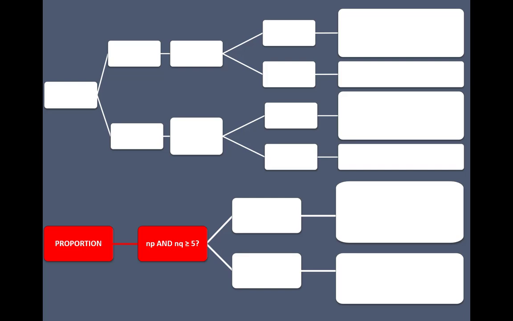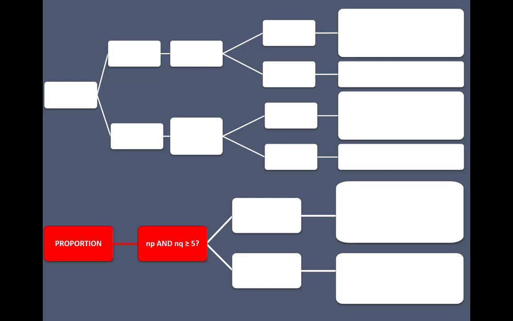Once we have a proportion question, the first thing we do is a calculation. We multiply n times p and n times q. Well, n, as always, is our sample size. P is the probability of success in the entire population. Q, the probability of failure in the entire population. Not in the sample that we took, but in the population. What are they claiming the success rate or the failure rate is in the entire population?